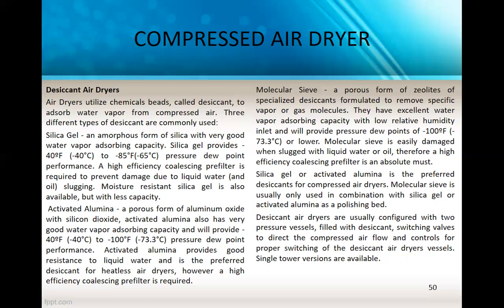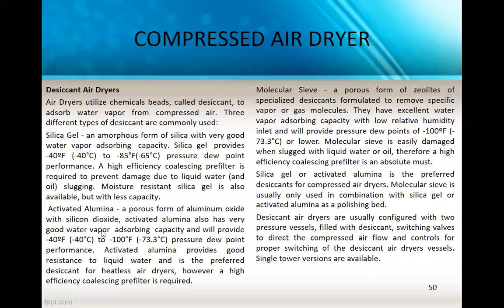Next type is the activated alumina, a porous form of aluminum oxide with silicon dioxide. Activated alumina also has a very good water vapor absorbing capacity and will provide -40 Fahrenheit or -40 C. Actually, this is -40. -40 Fahrenheit. Activated alumina provides good resistance to liquid water and is the preferred desiccant for heatless air dryers. However, a high efficiency coalescing pre-filter is required.